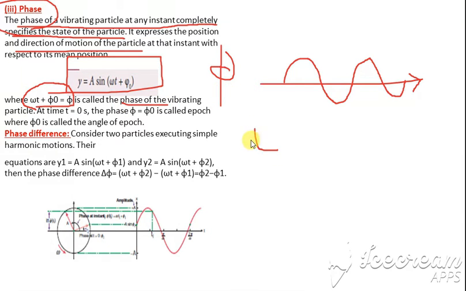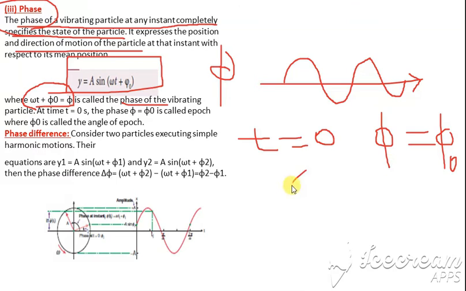Then at time t is equal to 0, at the starting time, we consider the value of phi, that is equal to phi naught. So at time t is equal to 0, phi is equal to phi naught, and that phi naught is called the epoch.